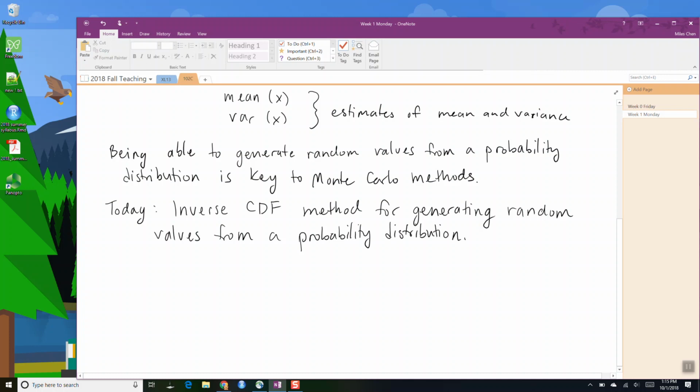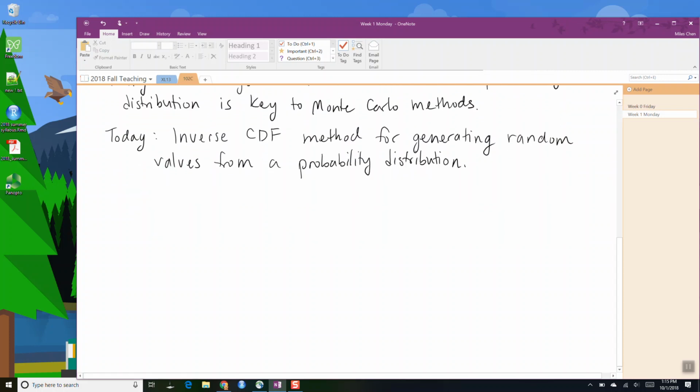Okay, and that's what we'll do. All right, so we'll just start off. The basic idea is, let's talk about what a PDF is, what a CDF is, and what an inverse CDF might be, right? So let's think of just the normal distribution. Okay, so the normal distribution has a PDF, which is the probability density function.